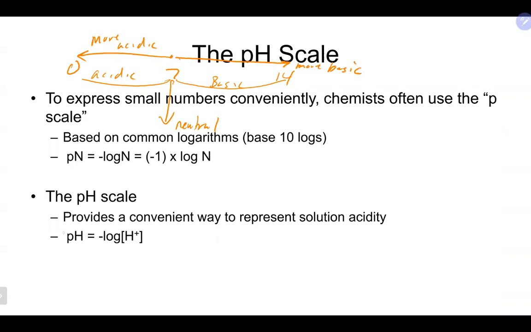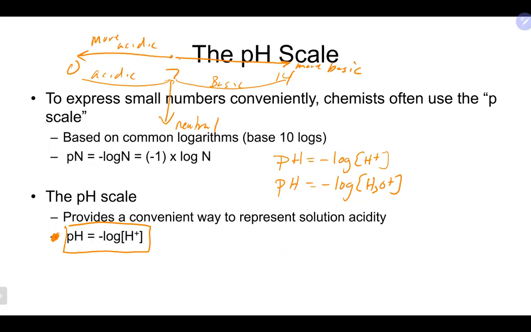To calculate the pH, it is this equation right here. That negative is just from PowerPoint. It's not really negative. But the pH is equal to minus the log of the H plus concentration. Or again, you can substitute in there if you like, minus the log of the H3O plus concentration. So again, they're basically the same thing.